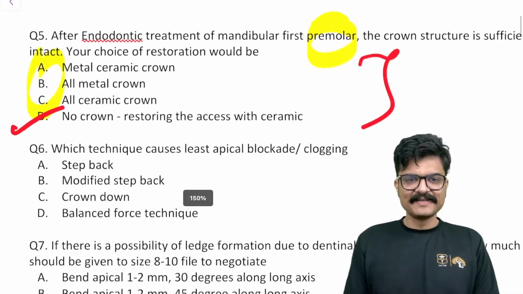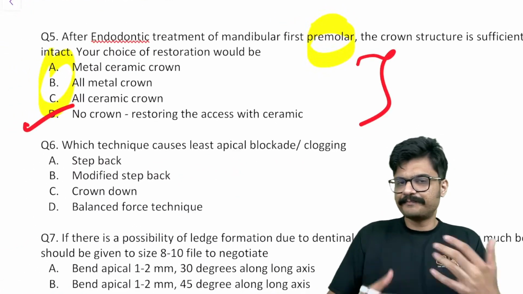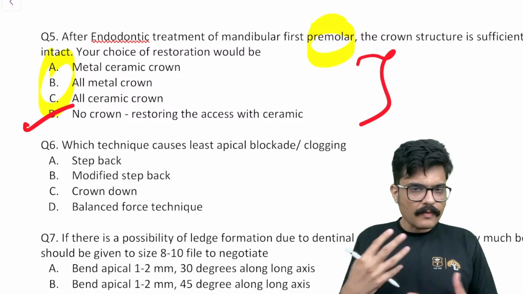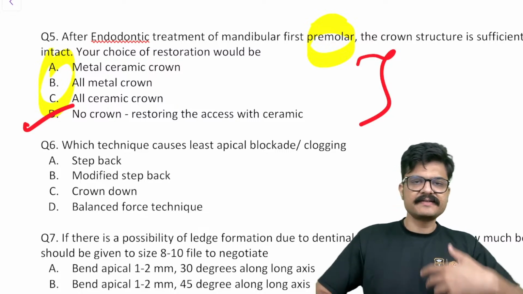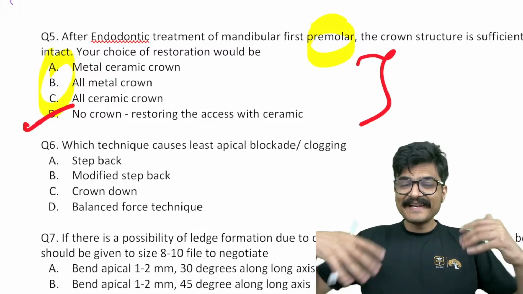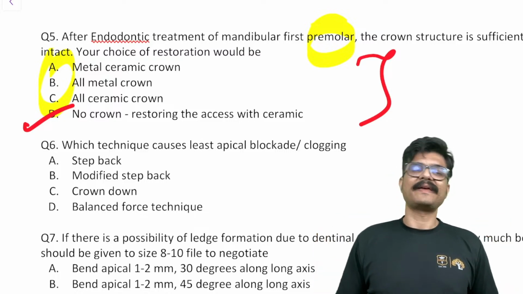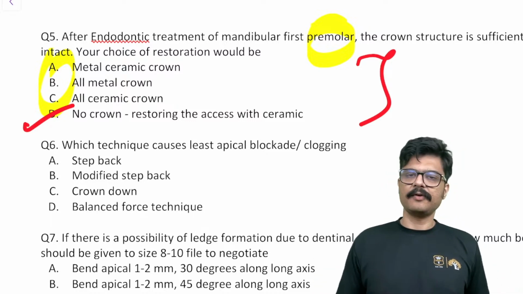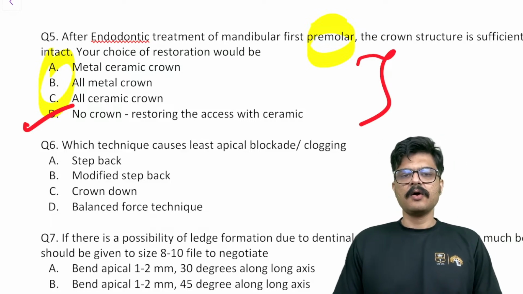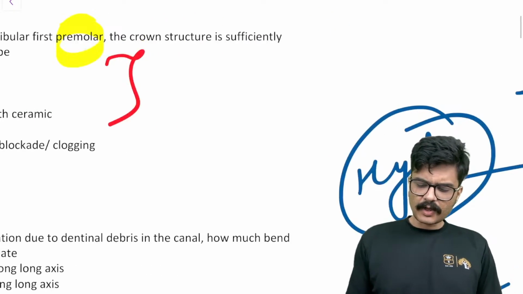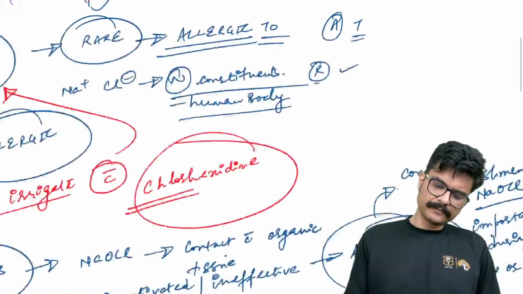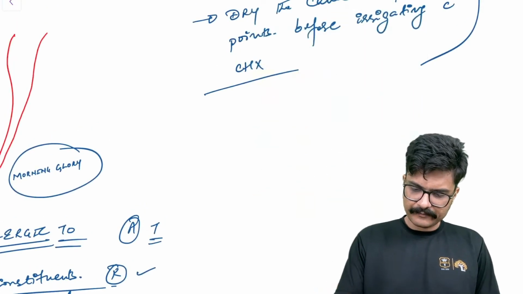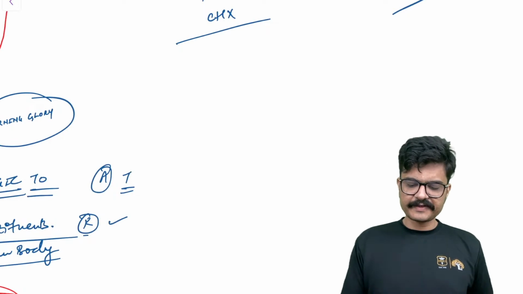That's one, right? When it was introduced in 1985, Roane and his co-workers said that, guys, you use a balanced force technique. It's the best technique in terms of causing the least errors, whether it's canal transportation, ledging, stresses on the file, blockage of the canal, and so forth. All right. So that's one thing. So in balanced force, guys, what do we have? Always remember, there's an image-based question that can come.